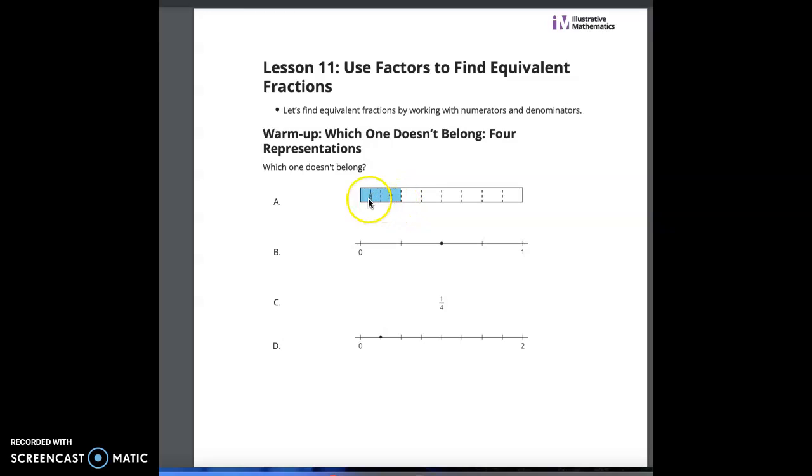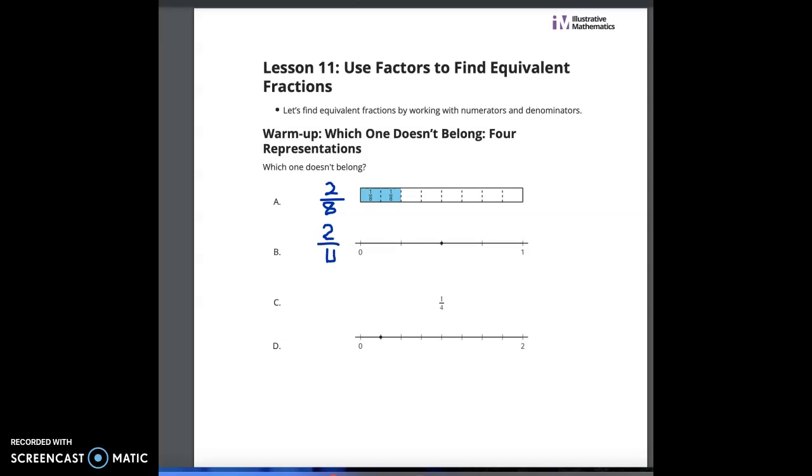So the first one, option A, you're choosing which one doesn't belong. It has a fraction strip, and it shows that there are two pieces colored in, and each piece says 1/8. So we can call this 2/8. Okay, looking at this fraction right here, we have a number line. I notice 1 is over here. So it looks like we have 1, 2, 3, 4 pieces, and we have 2/4 shown on the number line. Okay, so this is 2/8, we said, and this is 2/4.